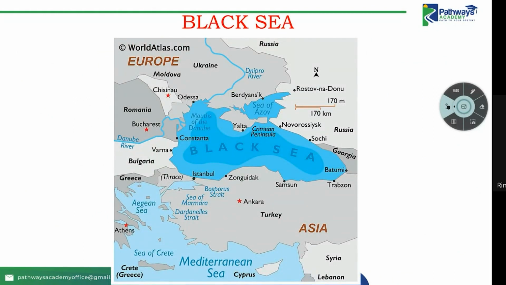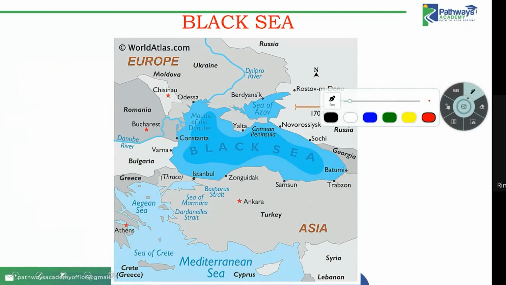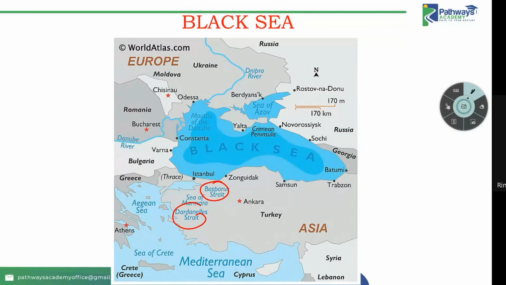Okay, then about the Black Sea. This year, maybe they will ask about the Bosphorus Strait and Dardanelles Strait. That is the most important thing in the Black Sea. You can see Ukraine is situated in the northern part of the Black Sea.